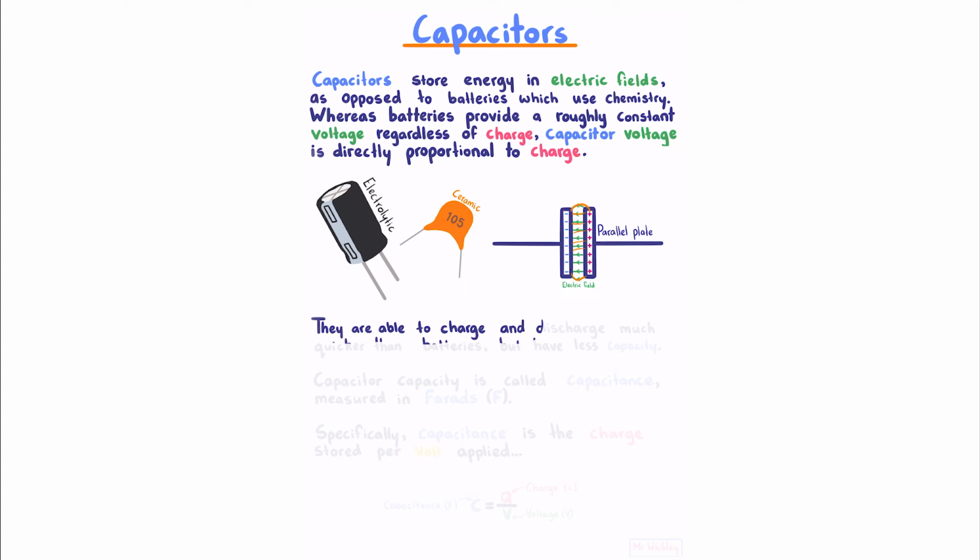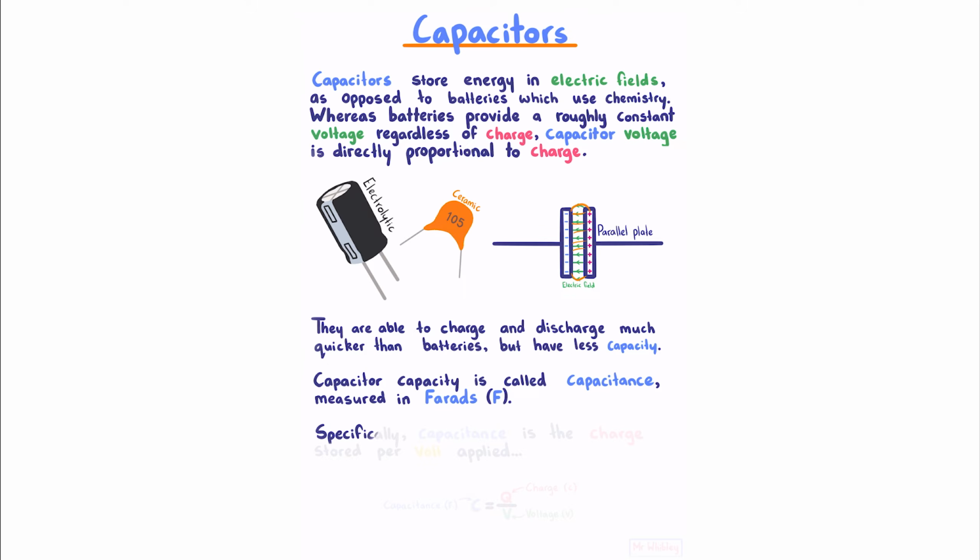Capacitors are able to charge and discharge much quicker than batteries, but have less capacity. Capacitor capacity is called capacitance, which we measure in a unit called farads, symbolized by capital F. Specifically, the capacitance is the amount of charge stored per volt applied. So, as an equation, our capacitance is charge divided by voltage.